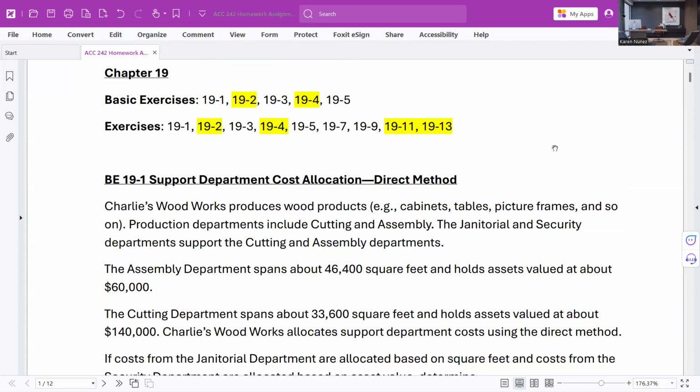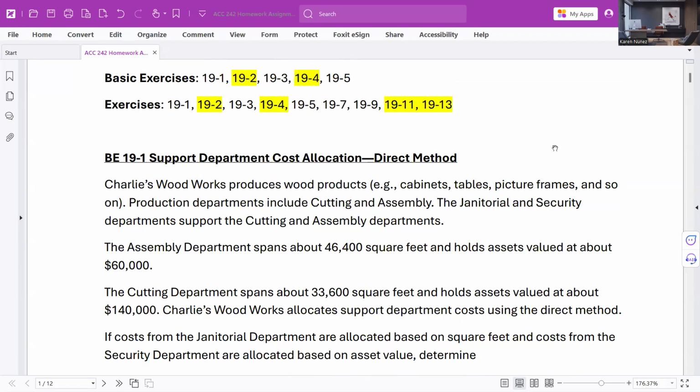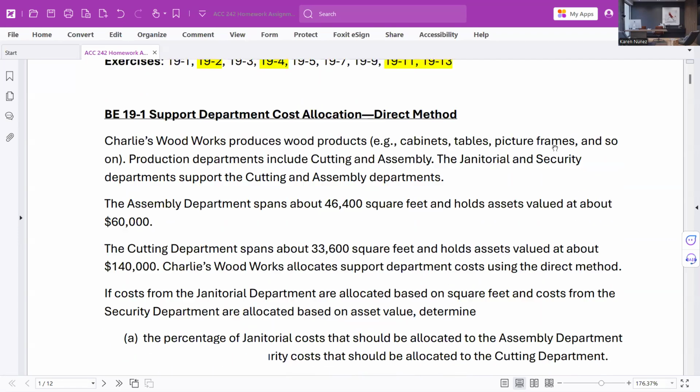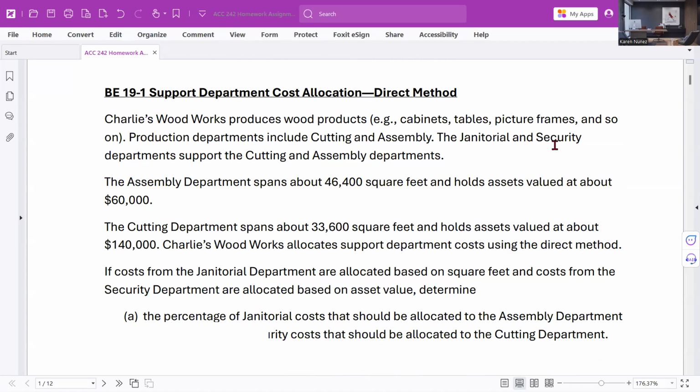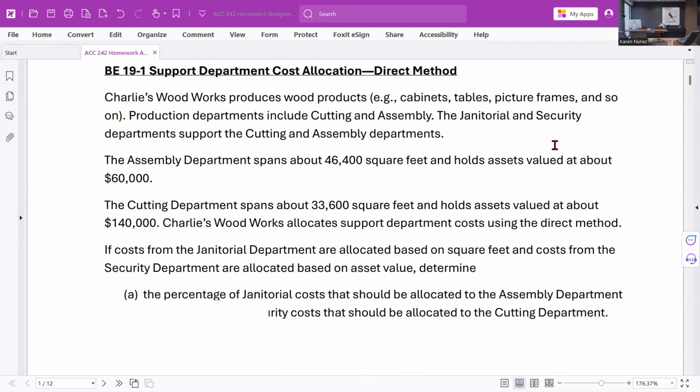So we're going to talk about support department cost allocation and joint cost allocation. Let's get started with support department cost allocation first. Basic exercise 19-1.